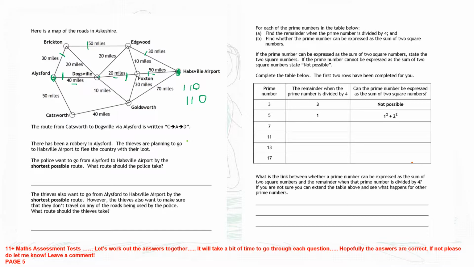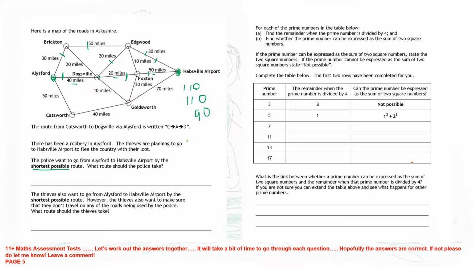Which is quite interesting. Now if we take another route, that is Aylesford to Dogsville to Edgewood, so 40 plus 20, 60, and Edgewood to Habsville, so we get 40 plus 20, that's 60, plus 30 is 90, so we get 90, which is much shorter. So they have said they should take the shortest possible route. So Aylesford to Habsville looks like this is the shortest possible route.